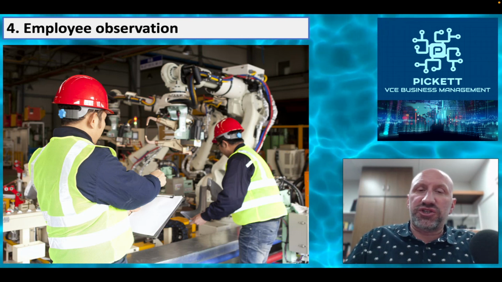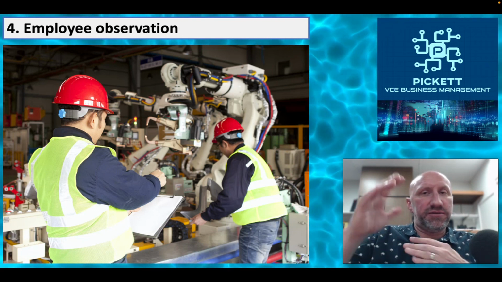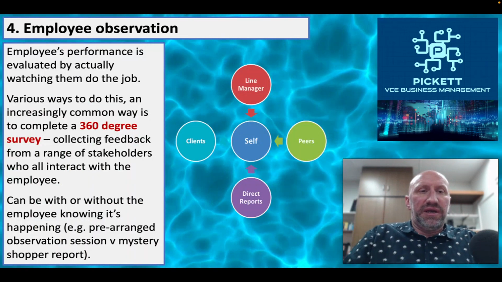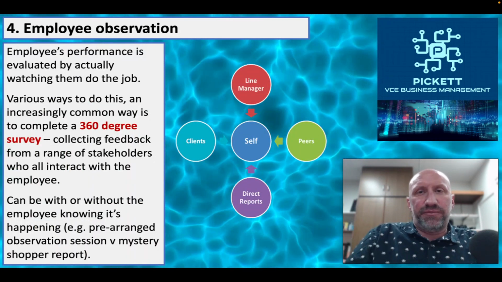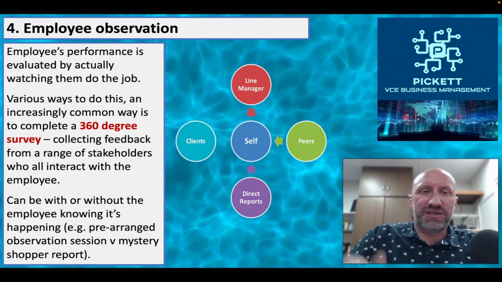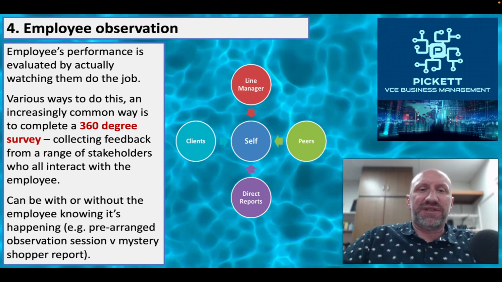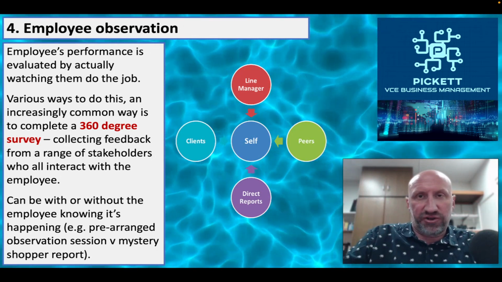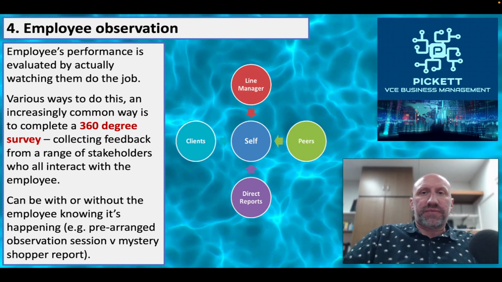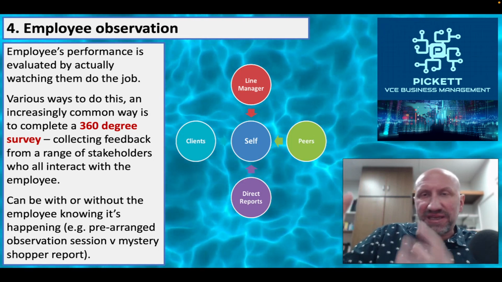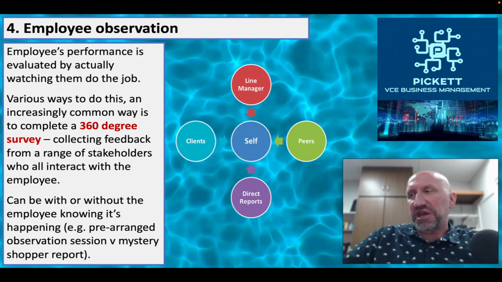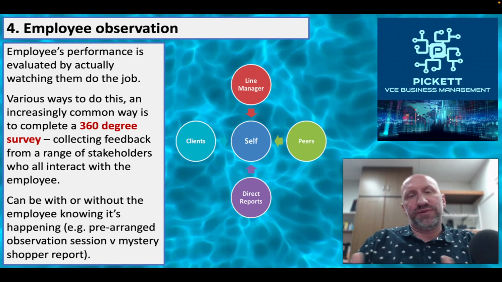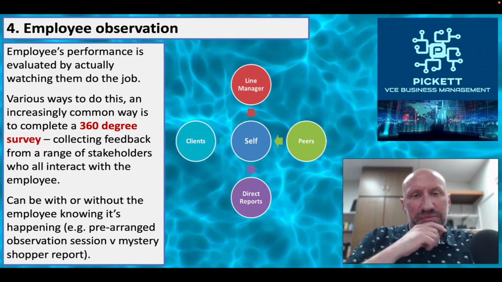Okay, final strategy, employee observation. And again, stress, not in isolation. This can be used in combination with all the others. Now, look, this seems very simple, but I'm just going to add something else to this one. Employees' performance is evaluated by actually watching them do the job. Yeah, employee observation. Okay, very straightforward. So you as the manager could physically stand there and watch the person doing particular aspects of the job and make a judgment about how well they're doing it. Okay, that's employee observation in its most simple form.